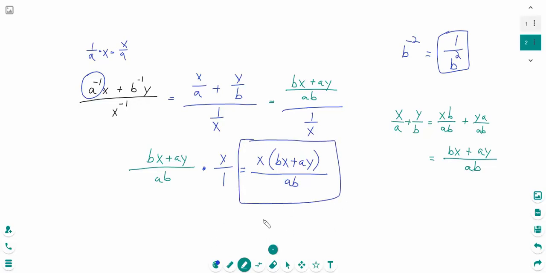Another way to write the solution, if I were to distribute that through, would be what? It'd be bx squared plus axy over ab. That would be another way to write that. Either way would be correct.